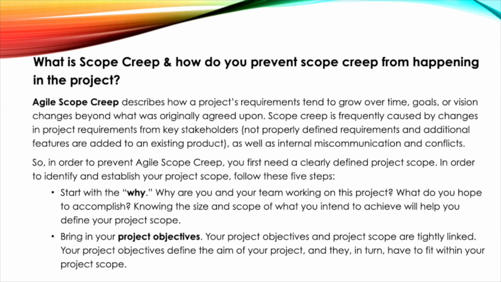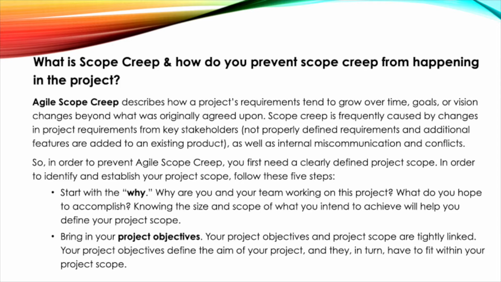Agile scope creep describes how a project's requirements tend to grow over time, or how goals or vision change beyond what was originally agreed upon. Scope creep is frequently caused by changes in project requirements from key stakeholders, not properly defined requirements, and additional features being added to an existing product, as well as internal miscommunication and conflicts.